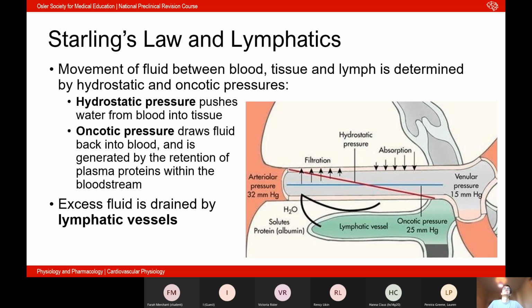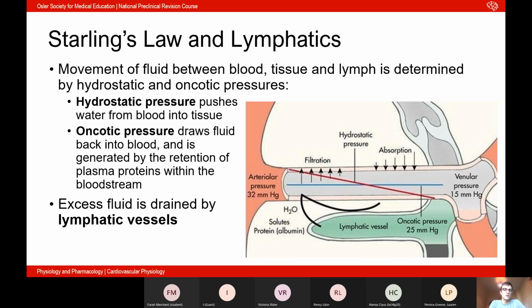Finally, it's important to think about what happens within capillaries. So we've talked a lot about arteries. We've talked very briefly about veins early on when we were talking about Starling's law and venous return and things like this. In your capillaries, we get this idea of Starling's law going on. So this is an important thing for you to understand, and this is what determines the balance of fluid movement between your blood and your tissues.